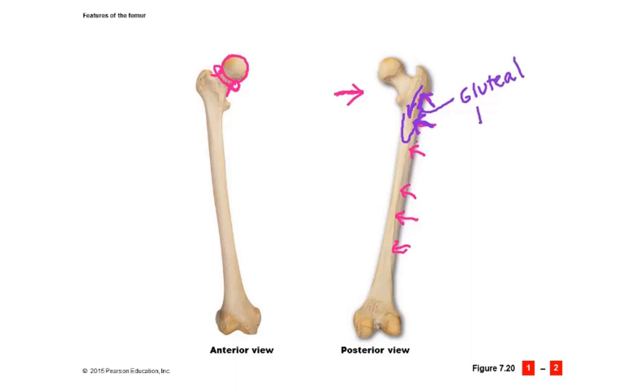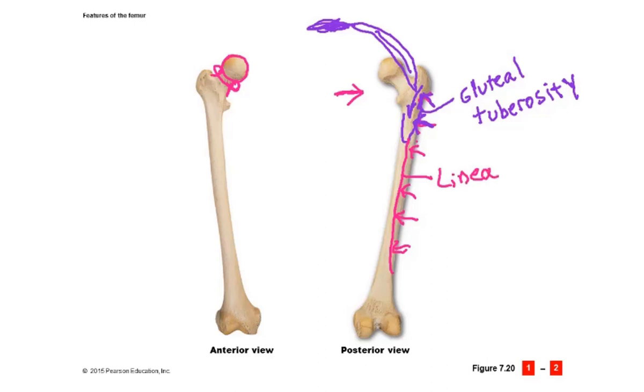Gluteal because the gluteal muscles attach there, and tuberosity again is just a rough surface on the bone where muscles attach. The gluteal muscles, your butt muscles, attach from the pelvis. The pelvis is in the middle here, and they go down and attach here at the gluteal tuberosity. Beyond the gluteal tuberosity, the line extends all the way down. This is called the linea aspera.